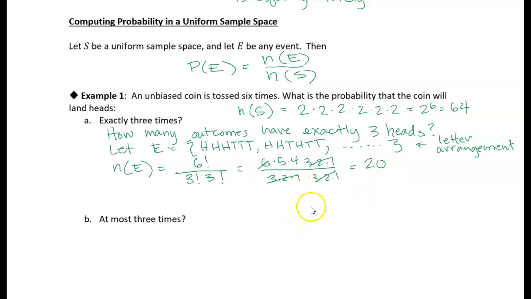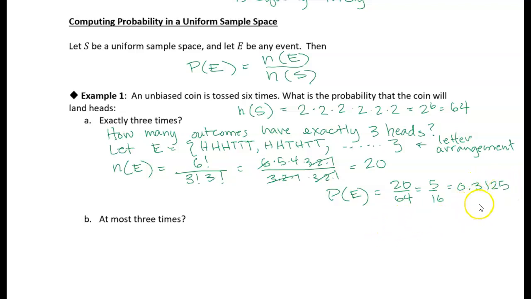All right? And then when we want to calculate the probability, the probability of the event is going to be the 20 ways to get 3 heads over 64 total ways, 64 different sequences of heads and tails that are possible. Okay, so if we reduce that, we get 5/16, or we can just put it in our calculator and get a decimal. So 0.3125.